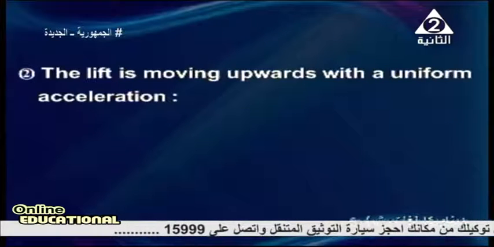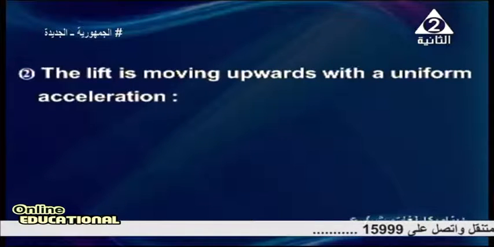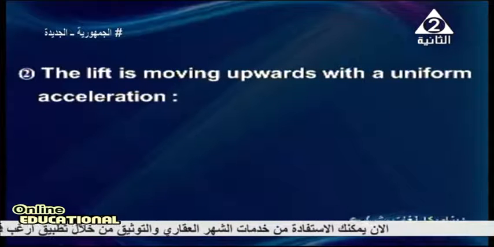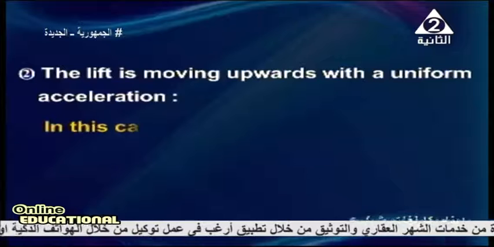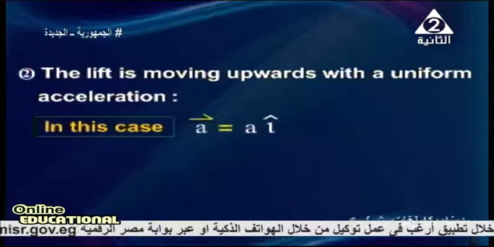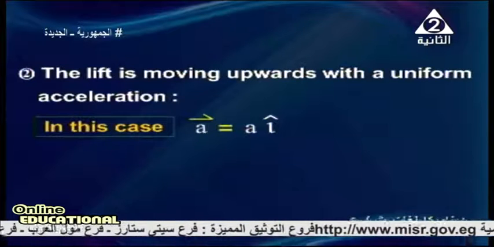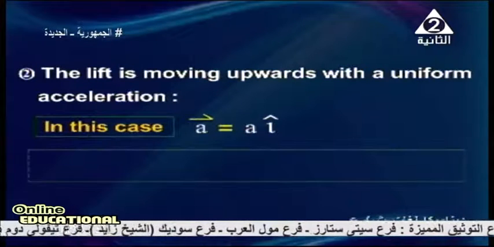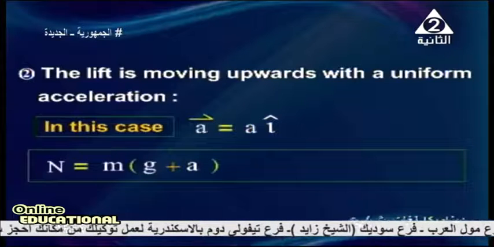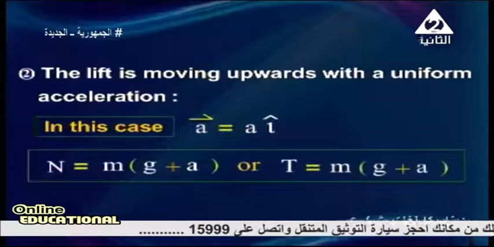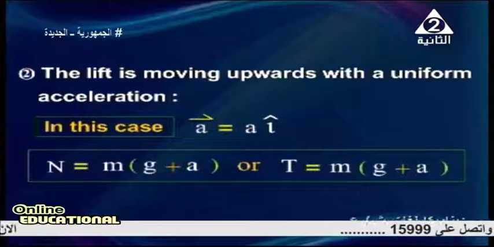But in the second case, the lift is moving upwards with a uniform acceleration. The first case, uniform velocity, means the acceleration equals 0. But in this case, the body moves upward with a uniform acceleration, then vector a equals a in the positive direction of i. The equation is written as N equals m times (g plus a), or T equals m times (g plus a).